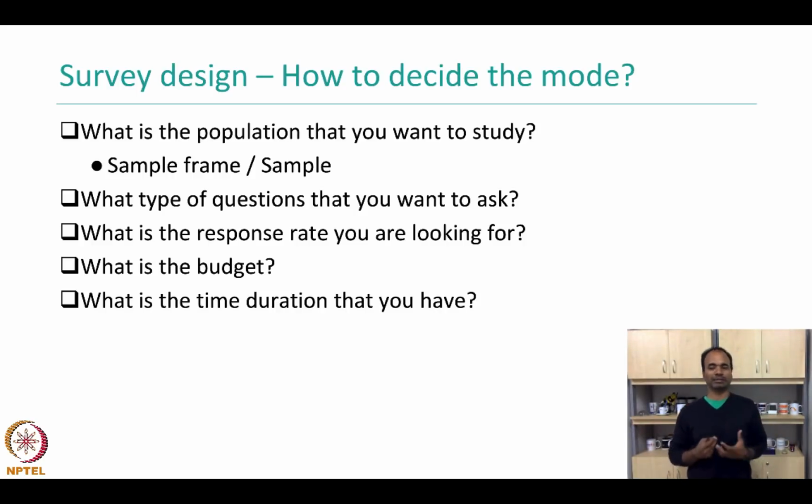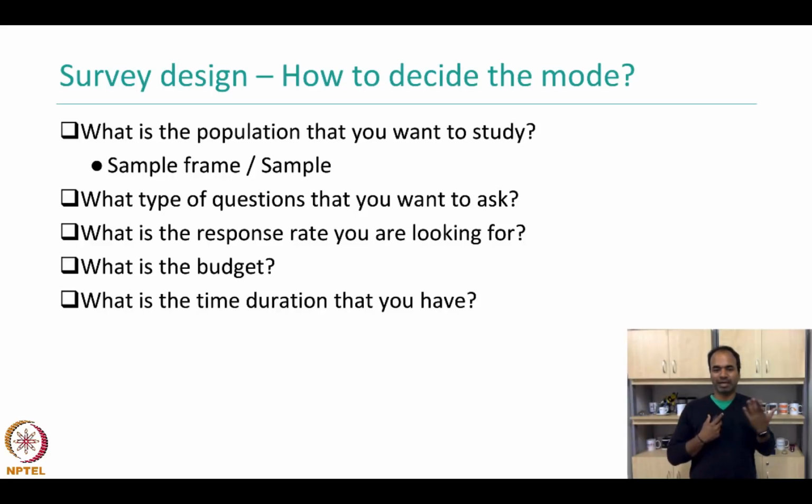What is the response rate that you're looking for? If you're looking for a very high response rate, probably physical is a better one. What is the budget that you have? If you have infinite money, which is probably not the case in many situations, you want to look at the budget and then decide how much you want to spend and which method you want to actually use. What is the time duration that you have, right?